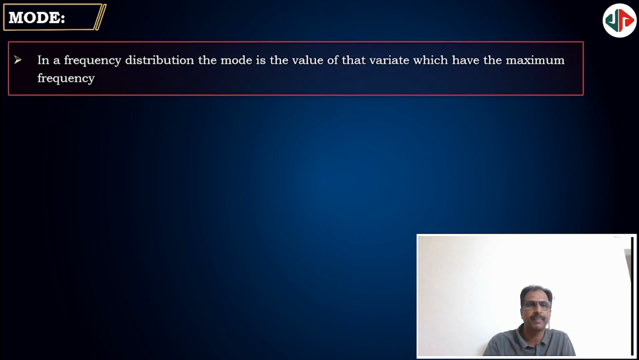Next, mode. In a frequency distribution, mode is nothing but the value of the variable which occurs the most number of times, that is, which has maximum frequency.